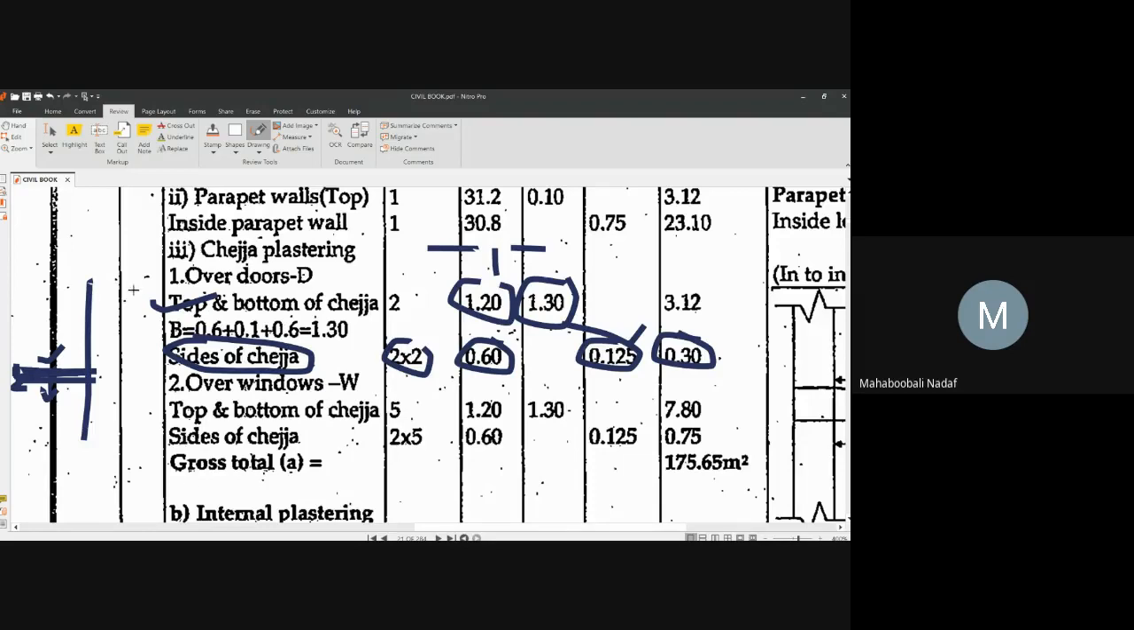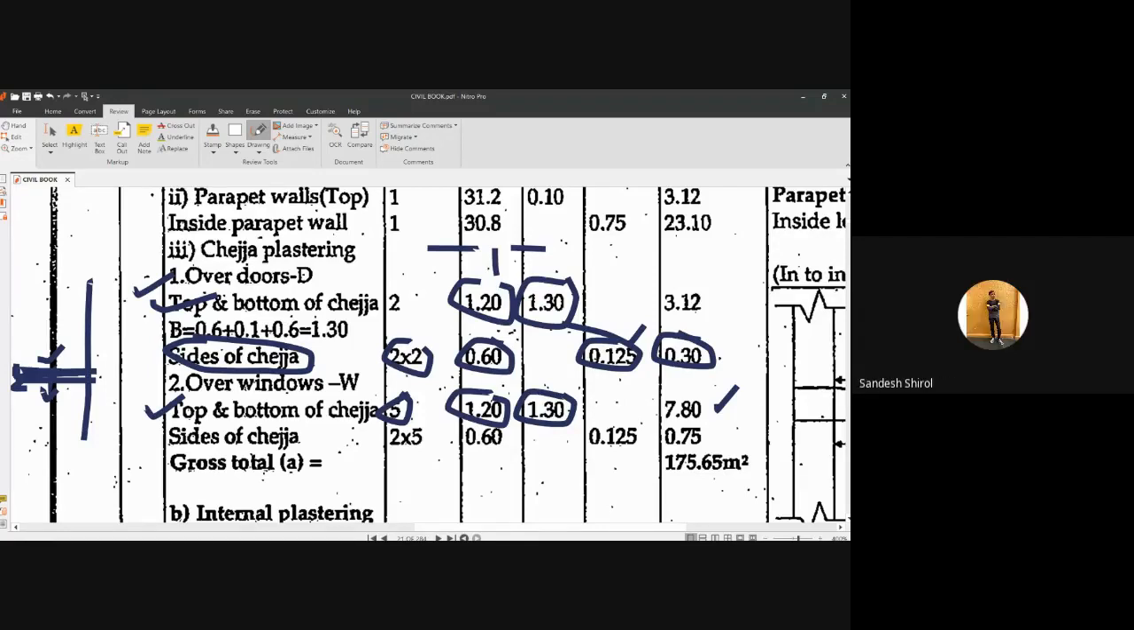This is for doors. Similarly for windows. How many windows? 5 windows. And for the 5 windows, the Chaja dimensions are the same. The width of that opening is also the same. You are getting this quantity. Chaja is clear? Yes, sir.